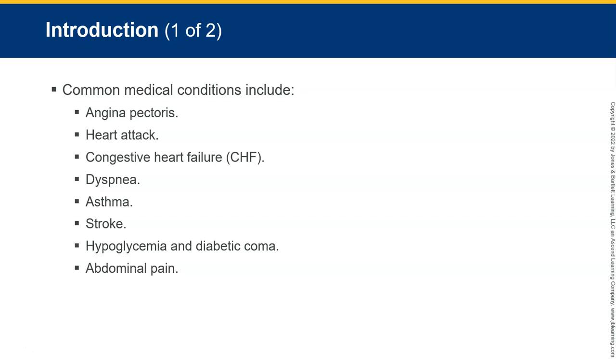Heart attack, congestive heart failure, dyspnea, another word for difficulty breathing. As we've talked about, this medical terminology stuff, man, it's a whole new language. Asthma, stroke, hypoglycemia or low blood sugar. Hypo being low, glycemia being blood sugar. And then diabetic coma. That can be because it's low or maybe because it's high. But typically we're thinking maybe DKA, diabetic ketoacidosis. But moving on to abdominal pain, so the tummy hurts.